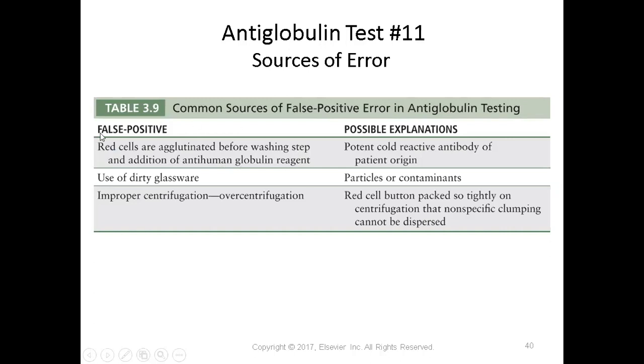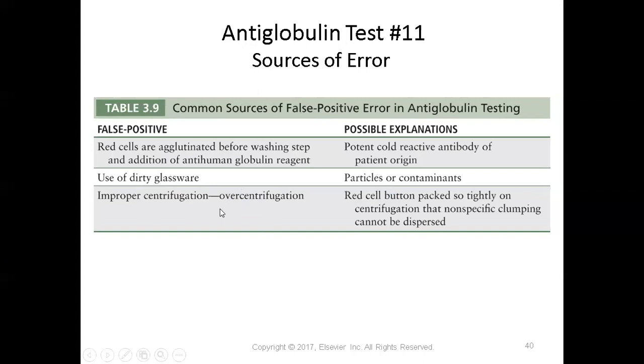Okay, so that's clearly going to cause a false positive, and it could be due to antibodies that a patient has. The use of dirty glassware, if there's particles or things present in the glassware, it could look like a false positive. Improper centrifugation of the tubes, and here if we over centrifuge, basically over centrifugation means centrifuging for a longer amount of time than necessary, or maybe at a faster speed than necessary, could lead to a packed red cell button that looks like it's positive when we're trying to read the tube.